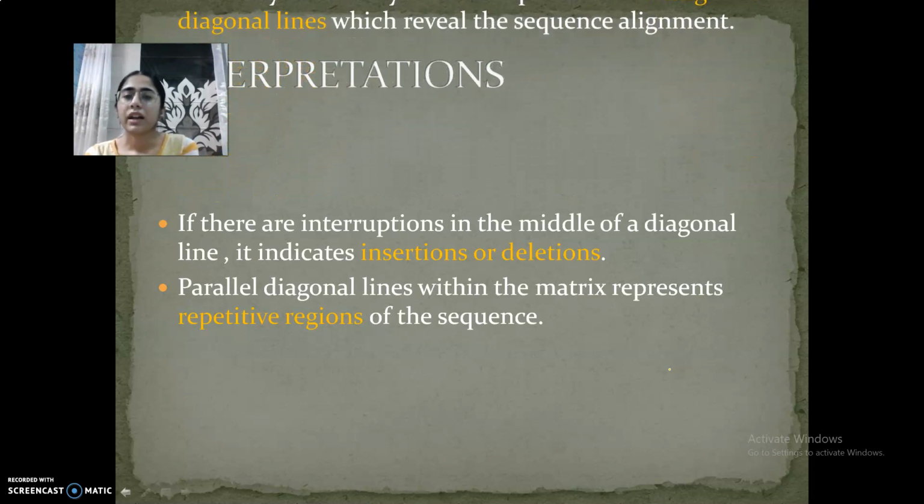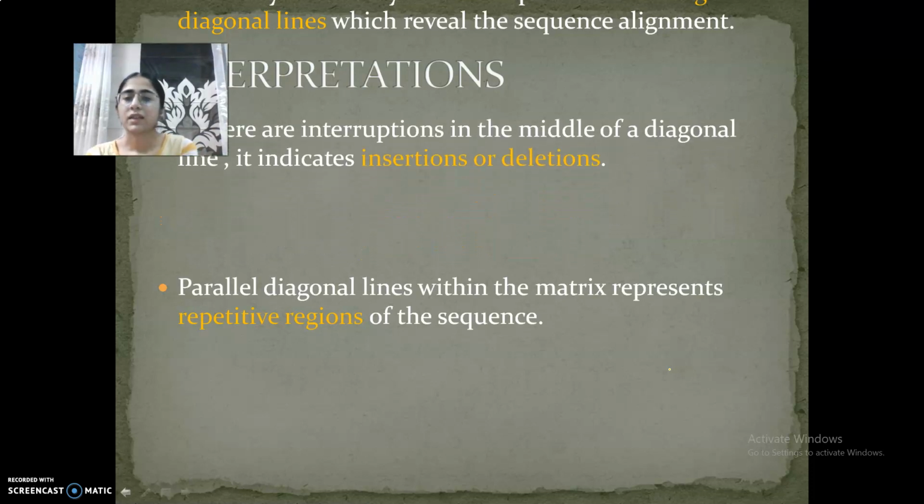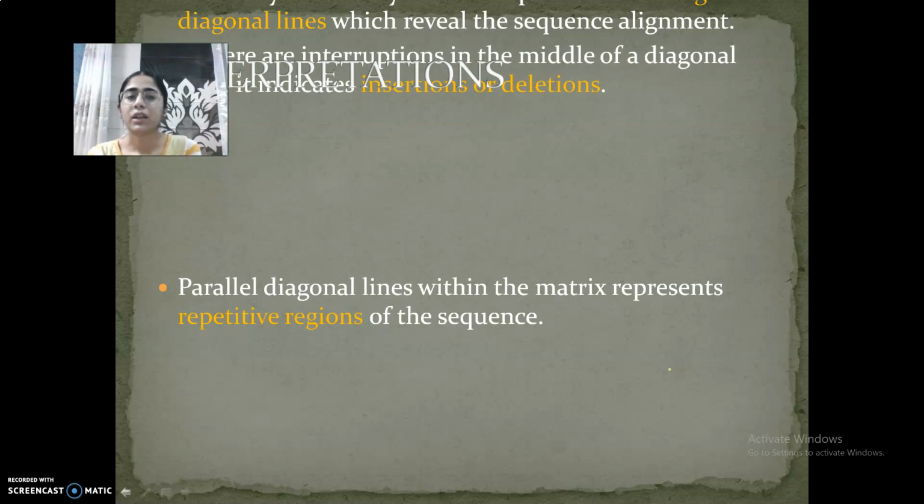Next, if there are interruptions in the middle of a diagonal line, it indicates insertions or deletions, which are indicated by gaps in the aligned sequence. Next, parallel diagonal lines within the matrix represent repetitive regions of the sequence. This we will be discussing later in the video.